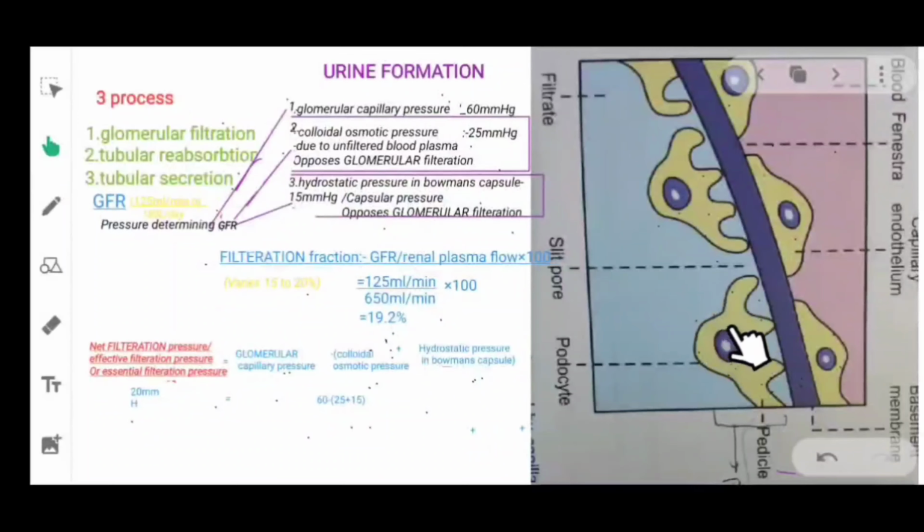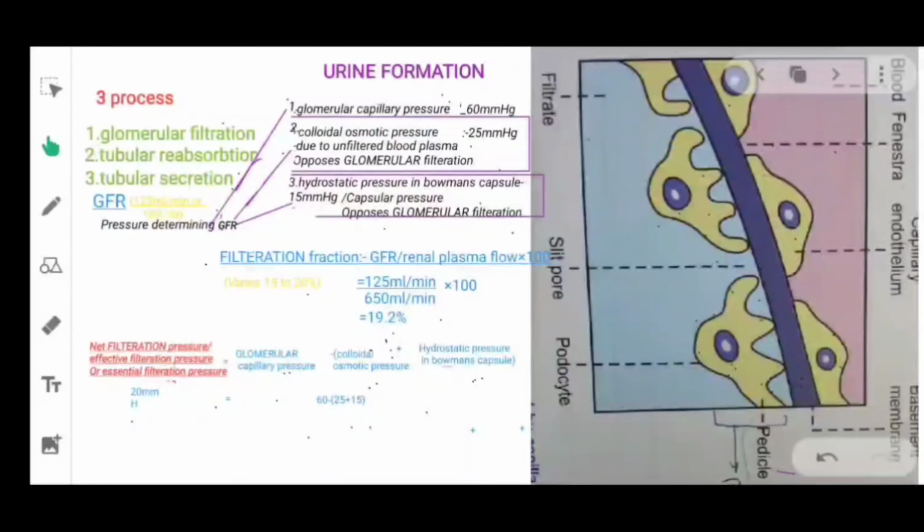which leaves a small cleft between them and gives rise to slit pores. Filtration takes place through these pores. This is the process of the first filtration, that is, membrane filtration.